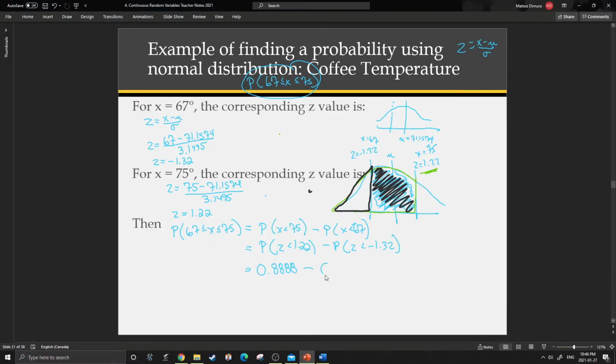So you can write 0.0934. I'm amazed I remembered that. There we go. Do the math, and you're going to get 0.7954. Or if you multiply by 100, that's 79.54%. So, with the data they gave us, and you should write sort of a concluding sentence, there's a 79.54% chance of the coffee temperature being in the correct range.